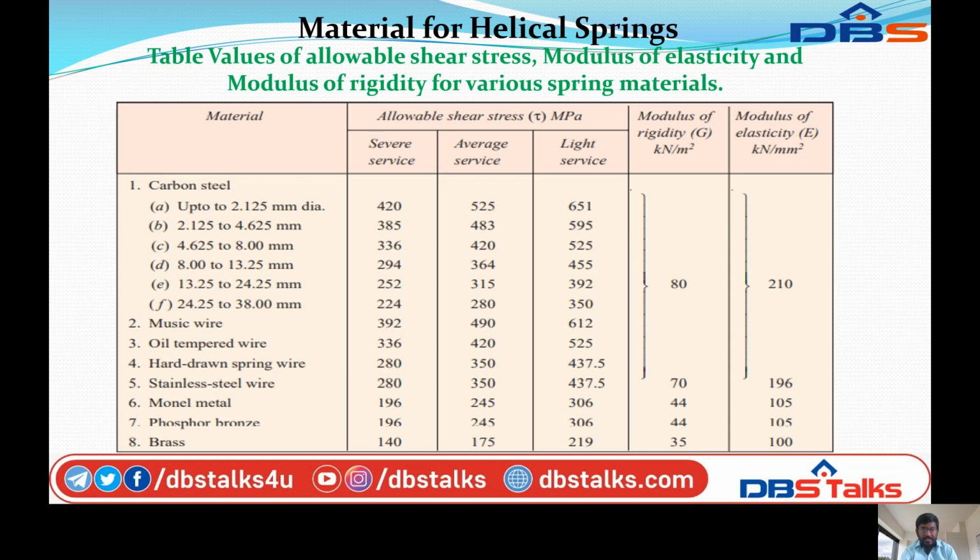The allowable shear stress is 140 in severe service, 175 in average service, and 219 in light service. The modulus of rigidity is 35 and the modulus of elasticity is 100. So this is the table. We can see the values of the allowable shear stresses in different stages, and the modulus of elasticity and modulus of rigidity of various spring materials used for helical springs.